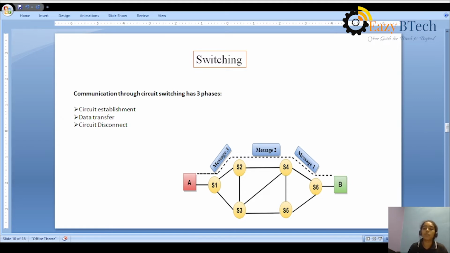Next, data transfer. Once the establishment of the circuit is done from source to destination, you can transfer the data. Next, after the completion of the communication, disconnect the circuits. Let us see the diagram, how the circuits will be established, how the dedicated path will be established through these circuits, and how we can transfer data using the circuits from source to destination.